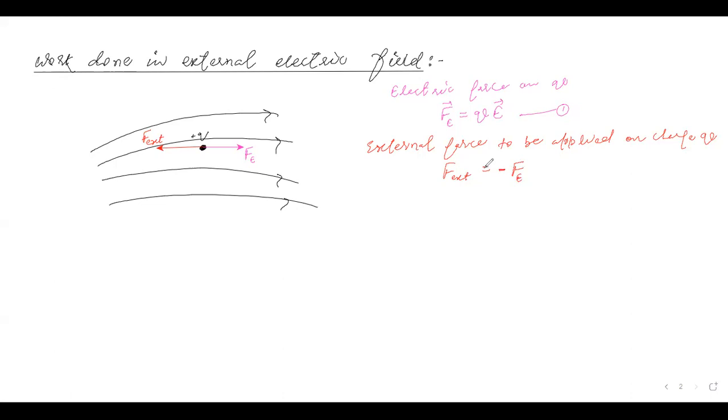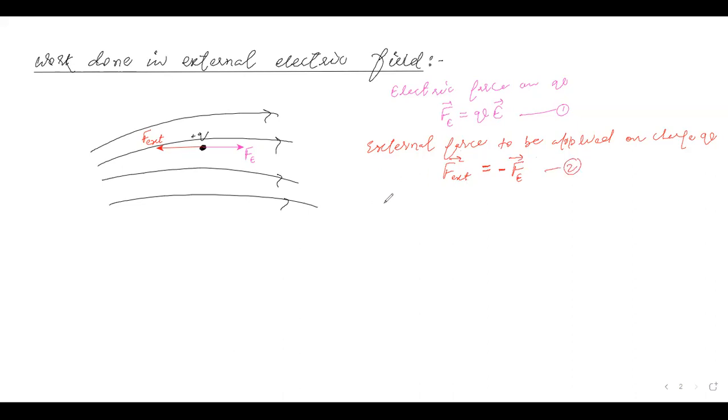Why are we applying the negative sign here? Because the direction of F external is just opposite to the direction of F electric. Are you understanding, Nawal, Matthew? Yes, sir. All of you are understanding the reason behind this negative sign? So we can write F external is equal to minus of F electric. This is your equation number 2.